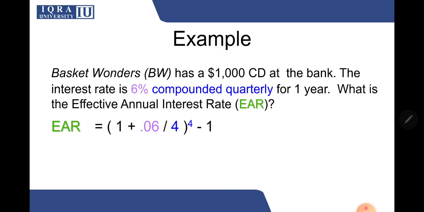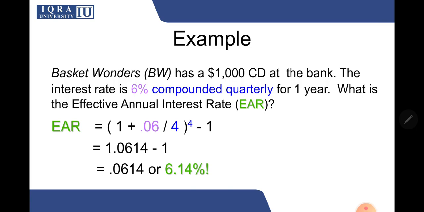This is a formula for that. 6% was your APR, 4 is your M. So you have 4 over here and 4 over here. Simply you can calculate this and you get an effective annual rate of 6.14%. So the annual rate is 6%, but because it is compounded quarterly, the actual rate that you will earn on this will be 6.14%.